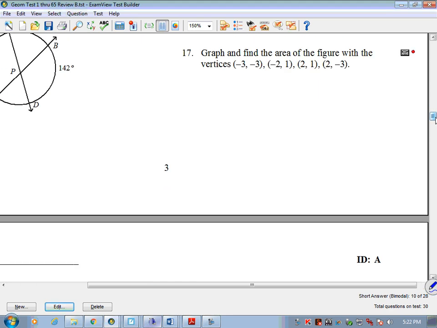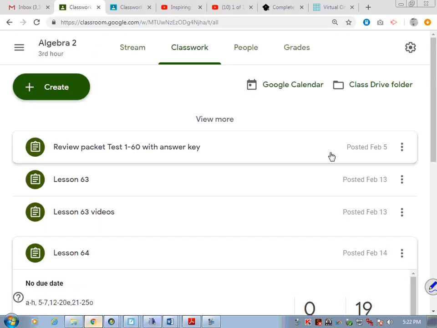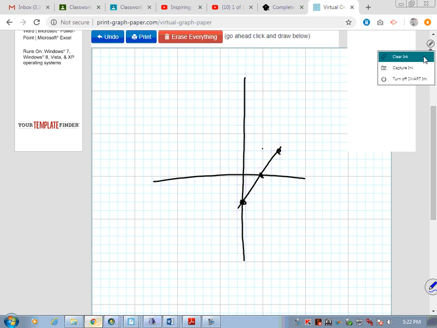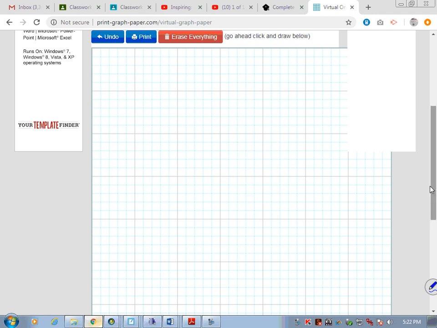Graph and find the area of the figure with the vertices. All right, we want these vertices, -3, -3. All right, graph and find the area. So let's move over to some place where we can do some graphing. Our virtual graph here. Okay, let's make a coordinate plane. I'm going to look at my sheet here so I can see we got -3, -3. 1, 2, 3, 1, 2, 3. Okay, so that's my first spot.